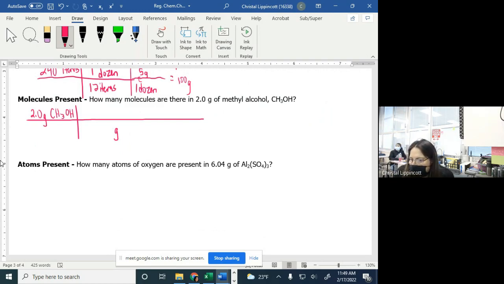Okay? So it tells me to divide by grams, and I've got to get those grams off the periodic table. So for this guy, I've got 12 for my carbon, 4 for my hydrogens, and 16 for that oxygen. So that's 2 carry the 1, so 32 in 1 mole. And in 1 mole, I have 6.02 times 10 to the 23rd molecules. All right.